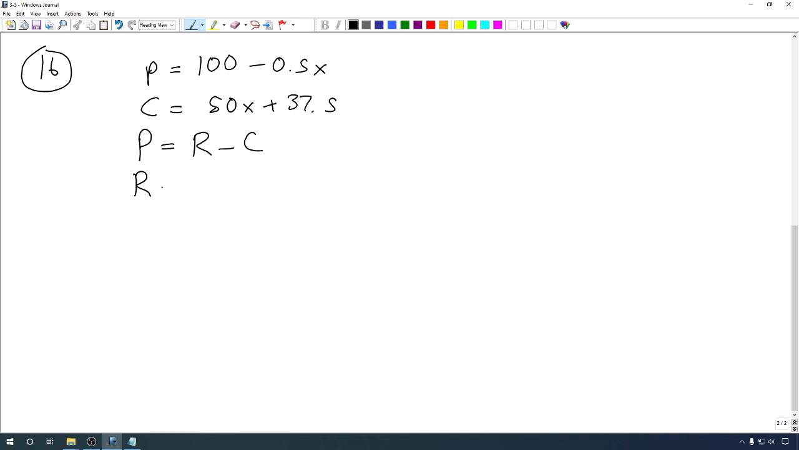So R, we're going to use our other formula, x times P. But since we already have our formula for P, we can go ahead and just replace the P in here with that particular expression. So we can have this x times the formula for P.